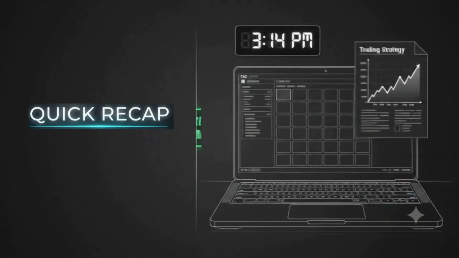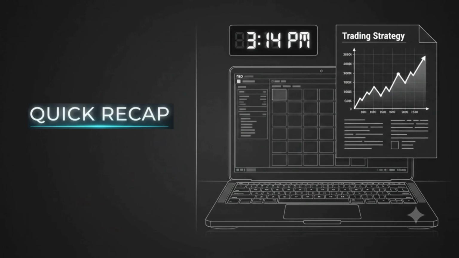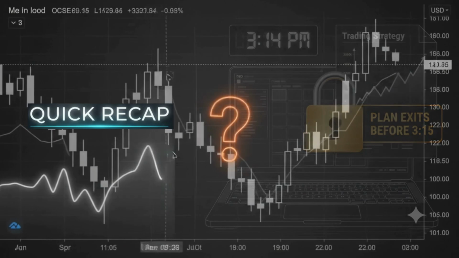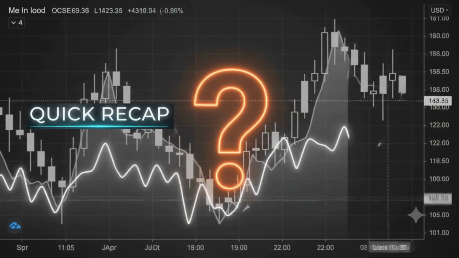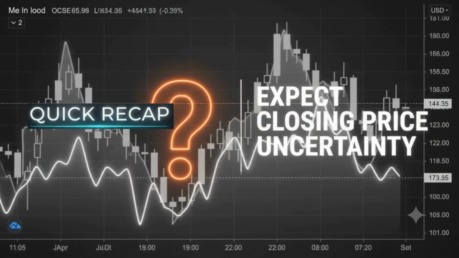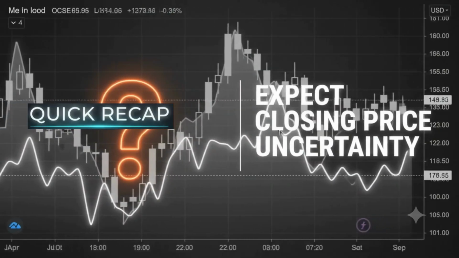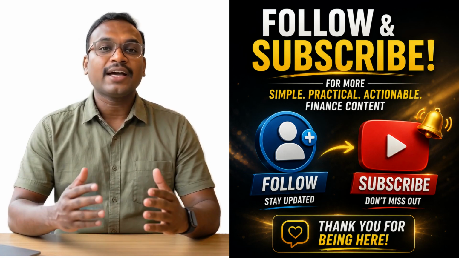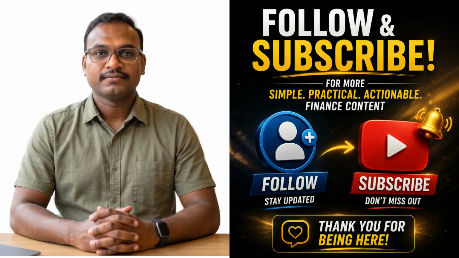Bottom line, if you actively trade F&O, the last 15 minutes are no longer a place to improvise. Plan your exits before 3:15 and expect real closing price uncertainty until this system stabilizes. That's the closing auction session, what it's supposed to fix, and what's actually happened since it went live.